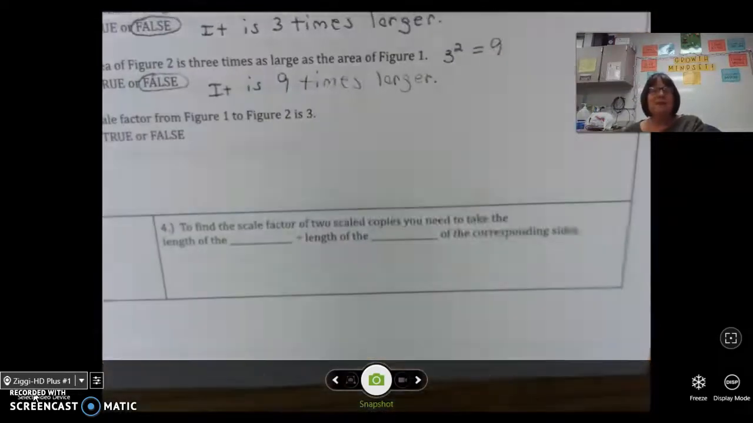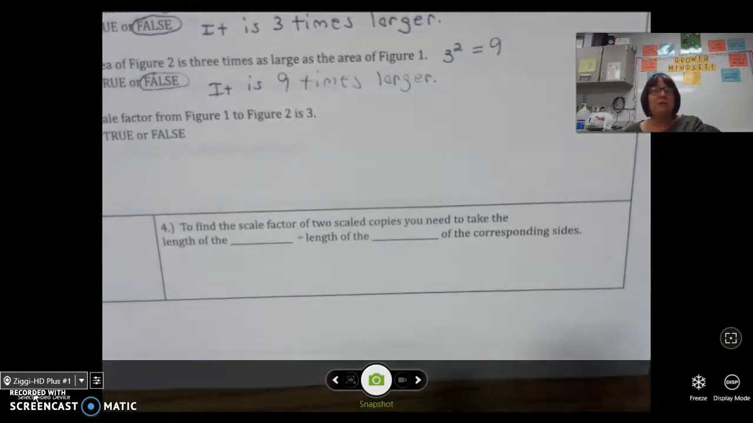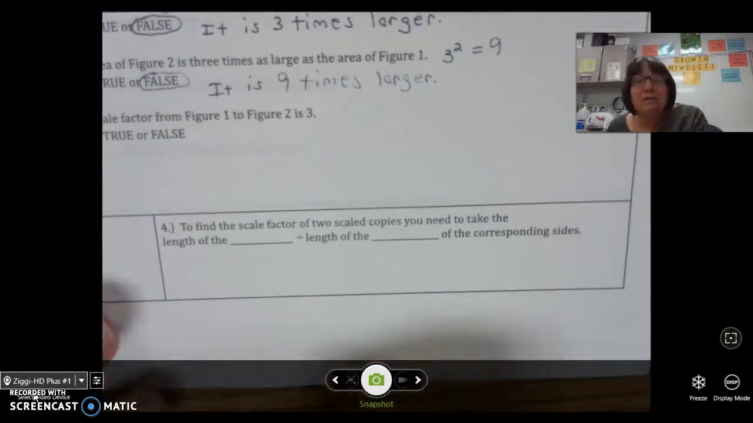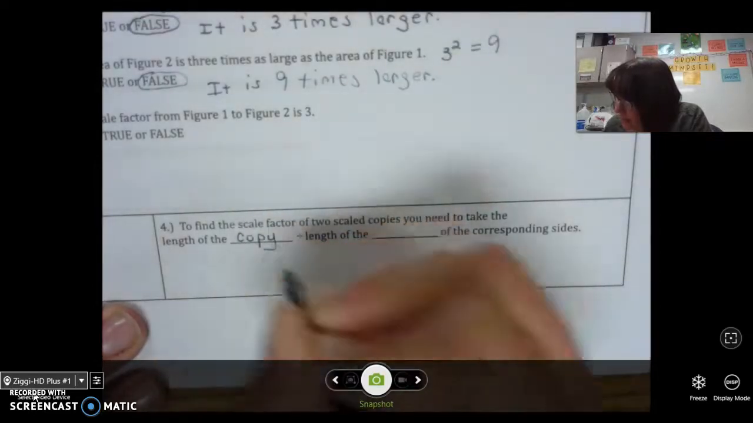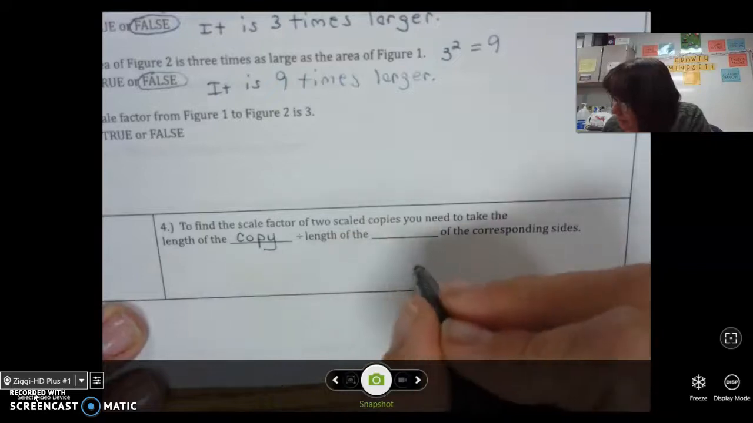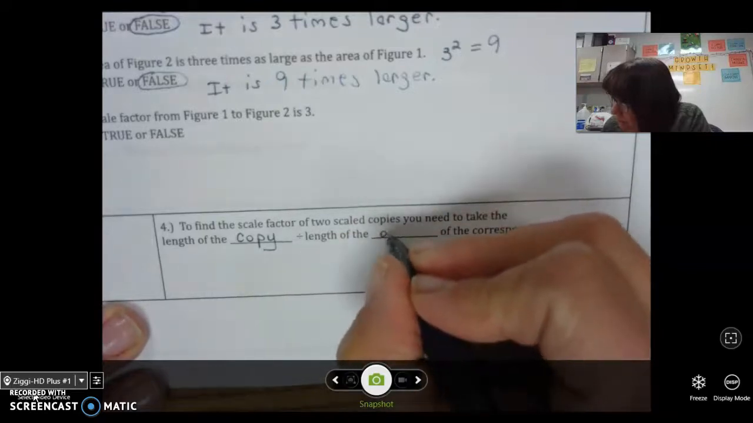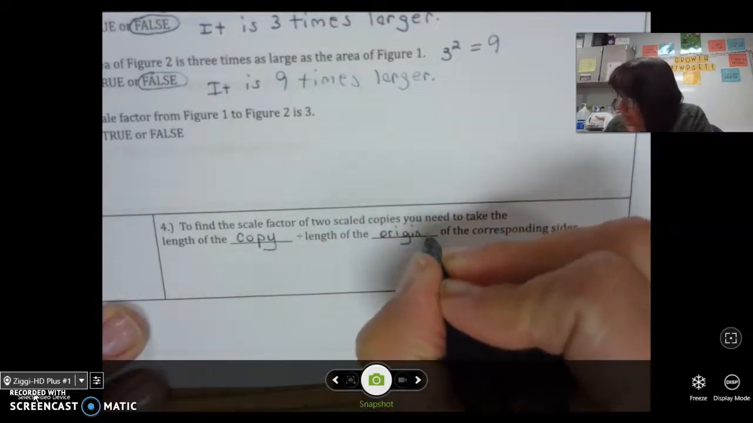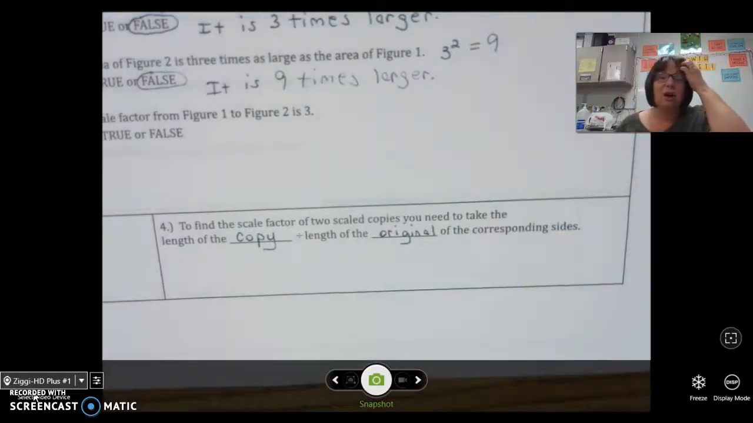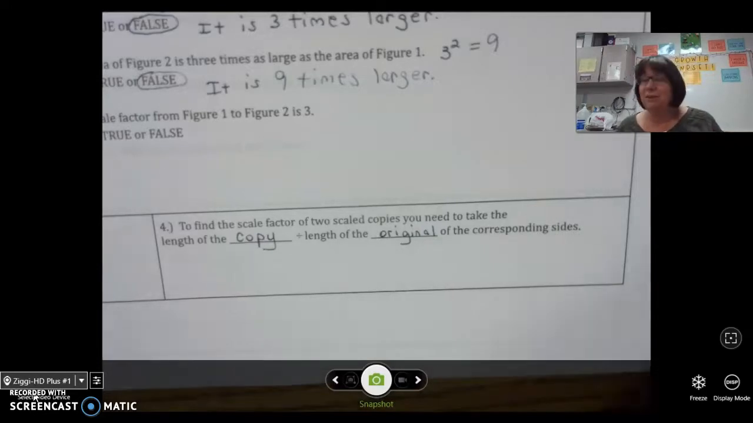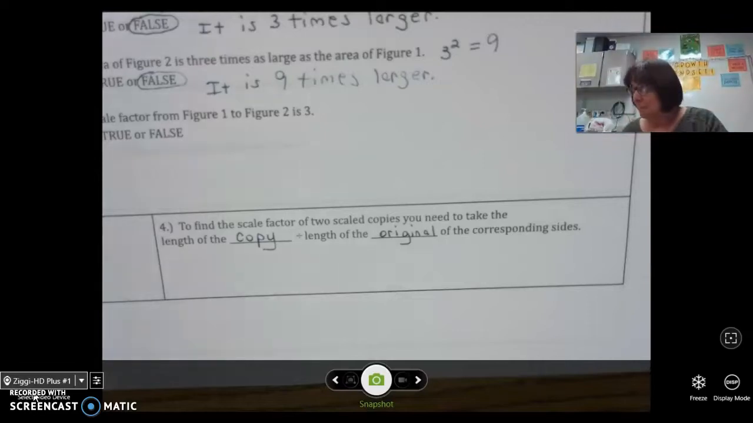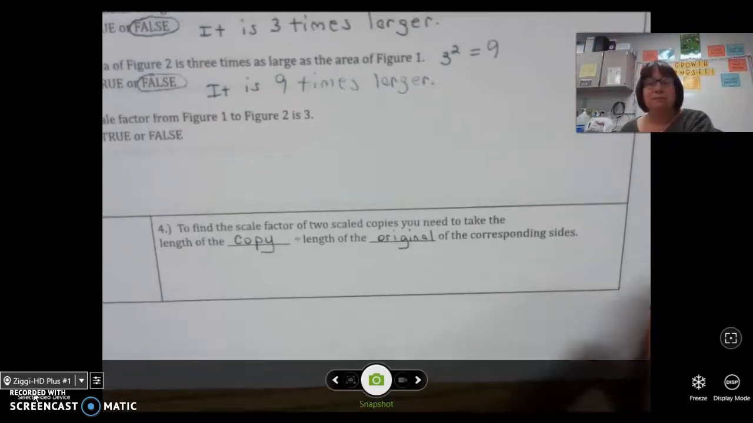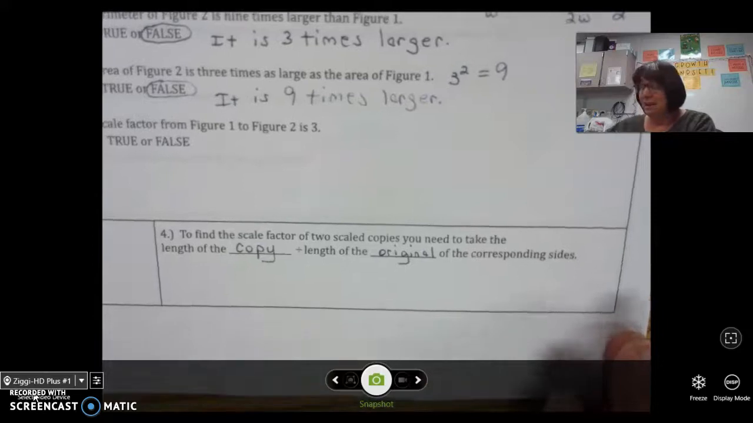Okay, to find the scale factor of 2 scaled copies, you need to take the length of the copy divided by the length of the original of the corresponding sides. So it's always length of the copy divided by length of the original. If there's anything you need to remember, this is going to be a key point in finding the scale factors. Sorry, not the scale copy, the scale factor.